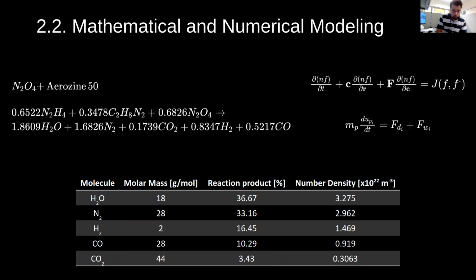In terms of the mathematical and numerical modeling, the rocket plume is solved as particles representing the molecules of combustion products in a stochastic way. We consider the molecules of the combustion products of a stoichiometric reaction of the propellant dinitrogen tetroxide plus iodine 50 for the computational parcels injection through the rocket exit surface, according to this equation.